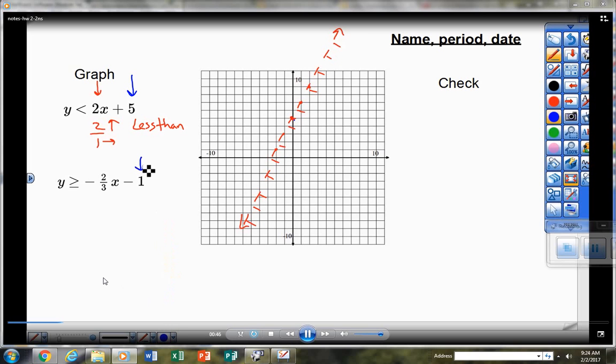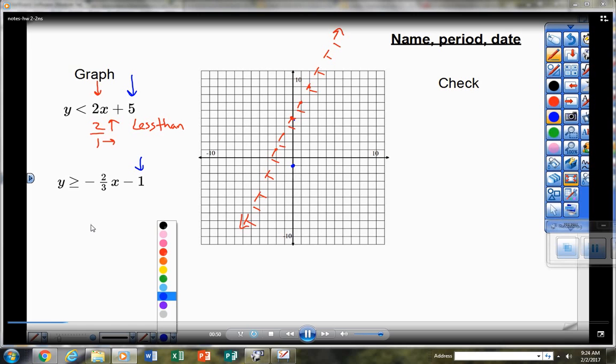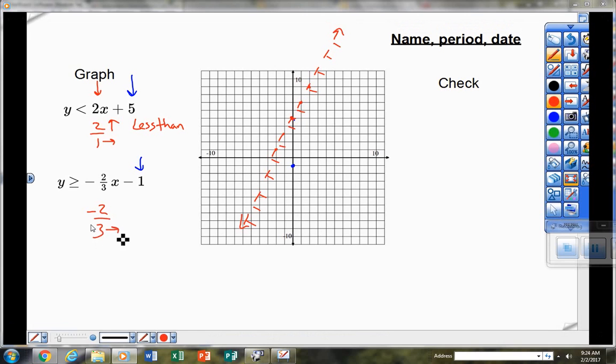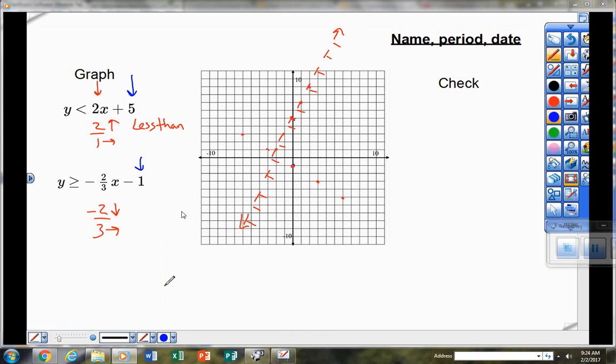That is solve for y. So again, I'm going to start at -1 on the y-axis. That slope is -2 over 3, which means every time I go over 3, I go down 2. Over 3, down 2. Right 3, down 2. Right 3, down 2. Be able to stair step the opposite direction. That will be a solid line because of my inequality. That is more than, so I will shade above.